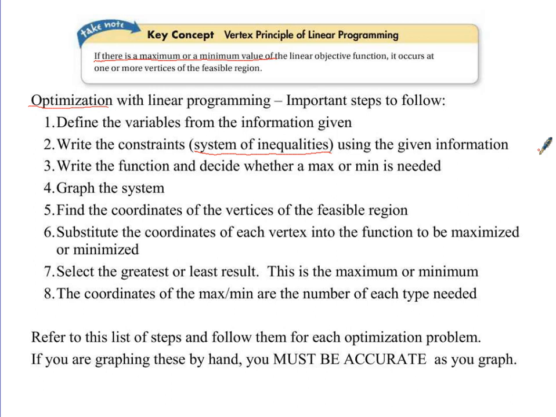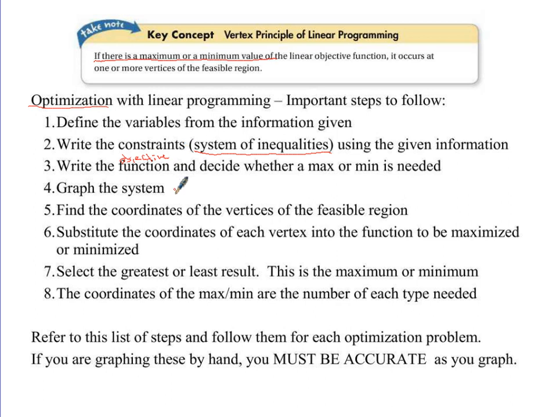Number 3, write the function. That means the function that needs to be optimized, the objective function. So I'm going to write objective function here. And decide whether you're supposed to look for a maximum or a minimum value. The problem will tell you. It'll say what maximizes profit or what minimizes cost, okay? That tells you whether you're looking for a maximum value or a minimum value.